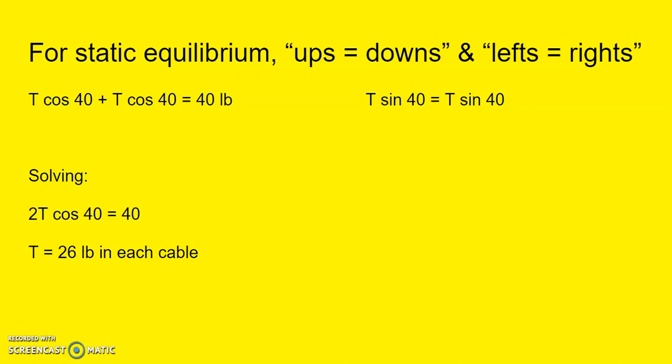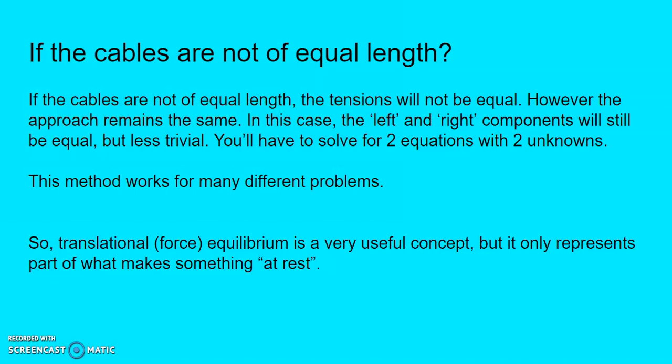Now let's say, for example, that the cables were not of equal length. Is the problem tougher? It's a little bit trickier. If they're not of equal length, the tensions won't be equal, but the approach is exactly the same. You're going to have left and right components. They are calculated the same way, but you end up having two equations with two unknowns. This is a fairly typical type of statics problem that you may see. I have noticed that this one is in the notes packet.